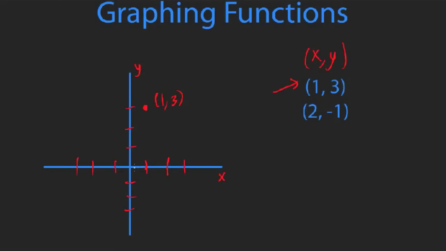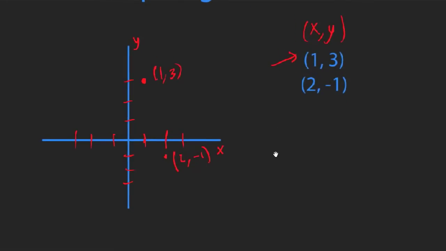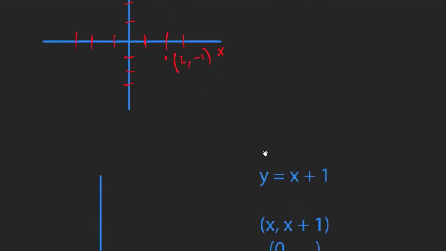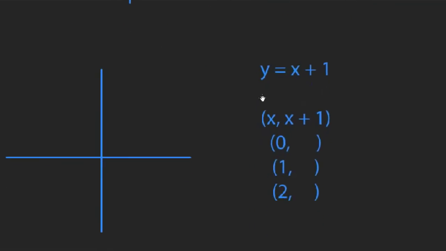So now let's do the point 2 comma negative 1 just as another example. We move over 2 horizontally and down 1 vertically to get the point 2 comma negative 1. So that's basic plotting of points on a coordinate plane. This is called a coordinate plane or a graph. When someone says graph, they're really talking about the graph of a function. And so let's do an example of that.